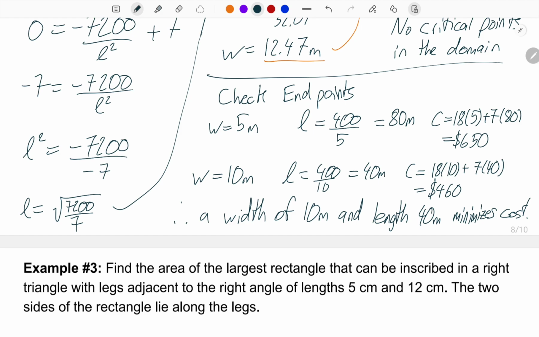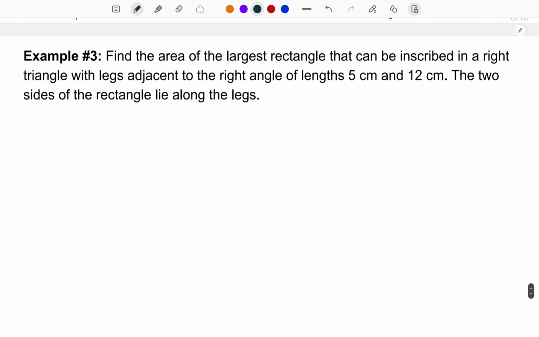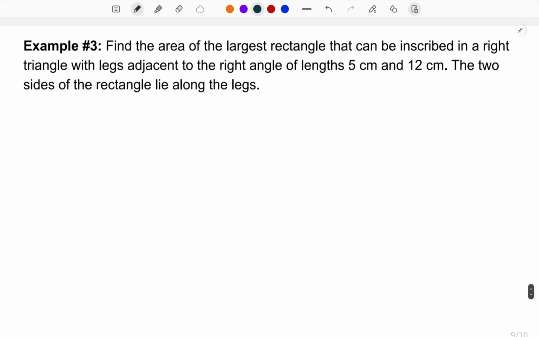Okay, so that's a look at another optimization problem. Let's look at one final one, which is the area of the largest rectangle that can be inscribed in a right triangle with the legs adjacent to the right angle of lengths 5 and 12. That sounds like a handful when you first read it. Let's just draw a picture though. So we have a rectangle inside a right angle triangle.